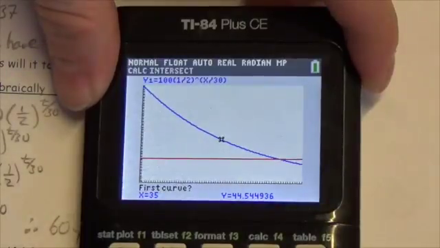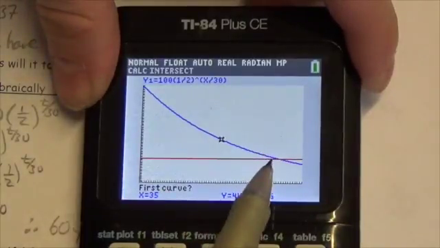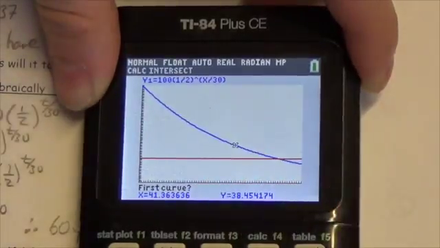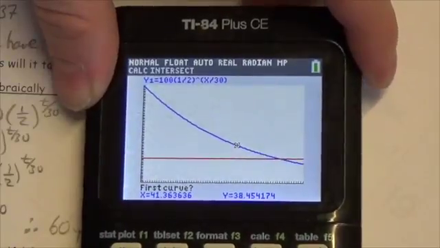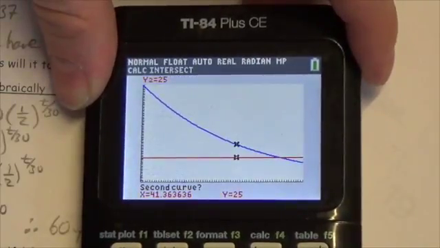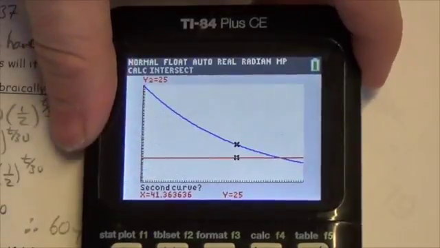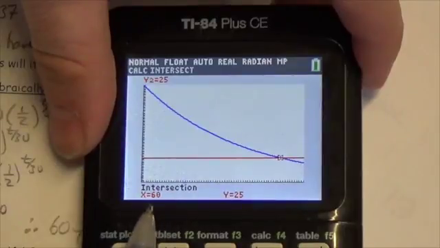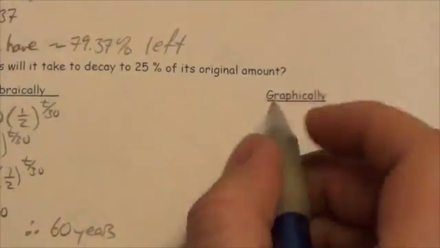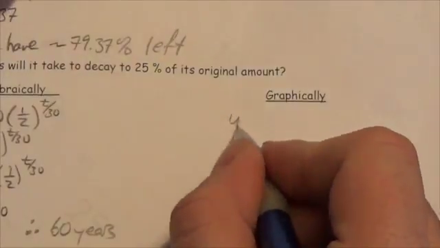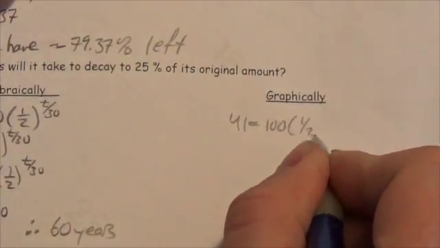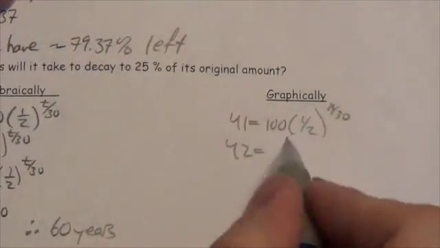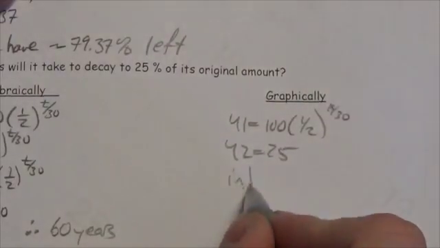If I've only got 2 functions there and only 1 point of intersection, that's fine. It's important that if there are 2 points of intersection, then I really need to move the cursor closer to that point of intersection so that the calculator knows what I'm referring to. But at this point, if I just press enter, it jumps to the second curve. It's asking, is this the second curve? Press enter to confirm, and then press enter to get past the guess. And there it is, 60, 25. So there we go. The answer here was 60. What I did here was y1 was equal to 100 times 1/2 to the x over 30, y2 was equal to 25, and then we use the intersect feature.